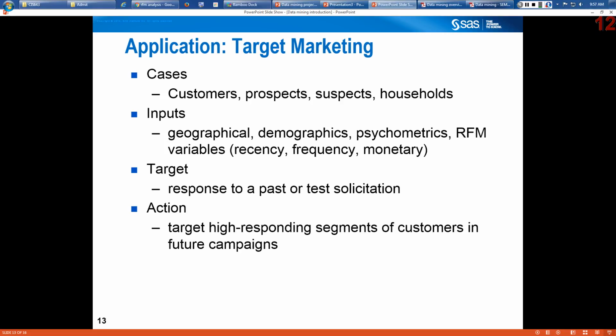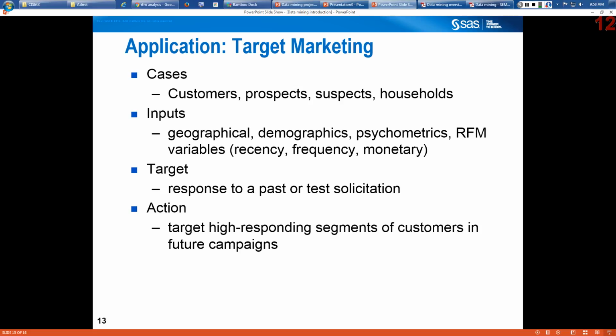Now let's take a look at examples in different business areas. Marketing, for example. You could look at cases of customers or prospects and suspects and households, and we have collected data on where they are located, geographical data, and demographic data, such as how large their family size is, what the income level is, and what the education level is. And psychometrics would be things relating to their characteristics, and also we have information on, for example, order form variables, such as how recently they bought from us, how frequently they bought from us, and how much money they spent with us.